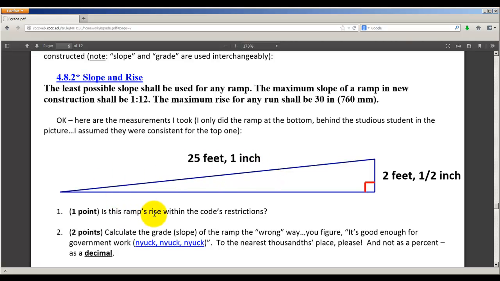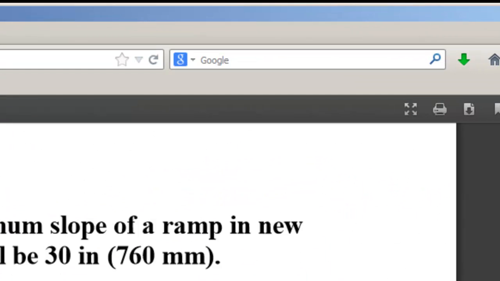So is the ramp's rise within the code? Maximum rise is 30 inches. We are at 24 inches, 24.5 inches. So yes, we are within code. Boom. Yes. Calculate the grade the wrong way. So the wrong way, as we discussed in class, is just taking the rise divided by the hypotenuse. We'll talk more about that momentarily.